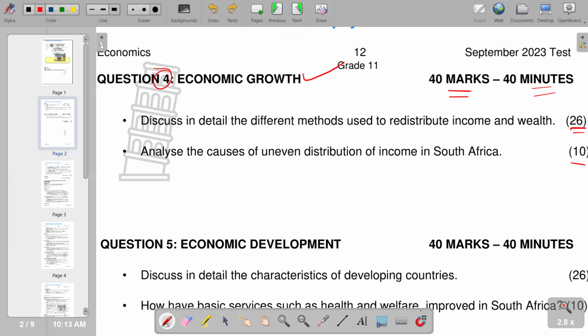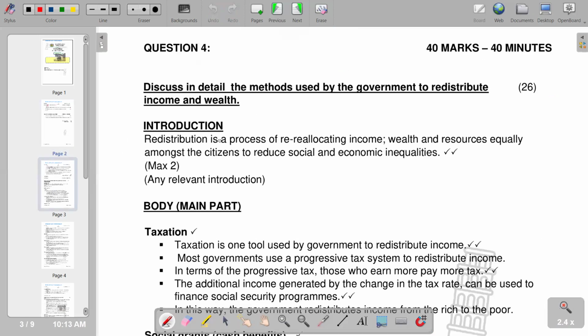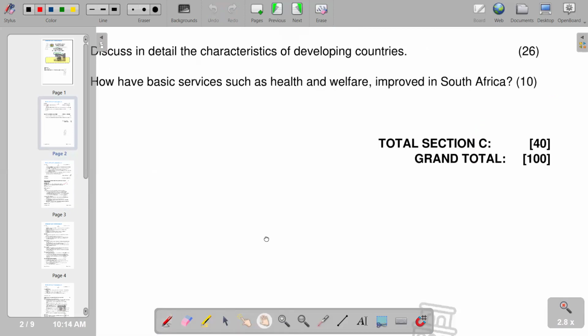So basically, we are saying income is transferred from the rich to the poor. Income is collected from the rich through policies like taxation, and then when the revenue is collected, it is redistributed to the poorest segments of the community through, for example, grants. So that is the case that we have in terms of redistribution of income. According to this video, redistribution is a process of reallocating income, wealth, and resources equally among the citizens to reduce social and economic inequalities.